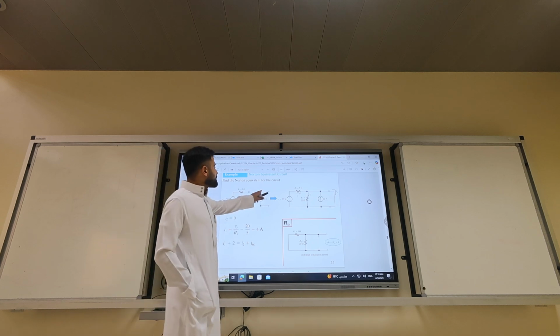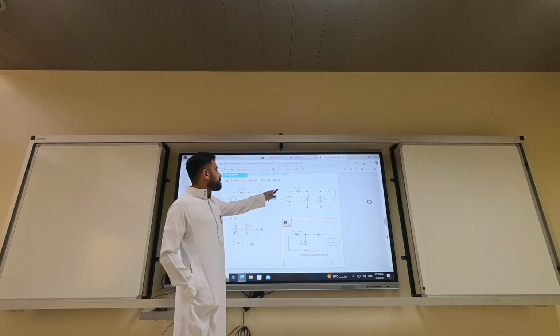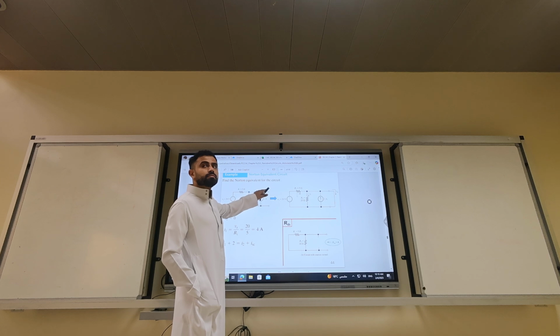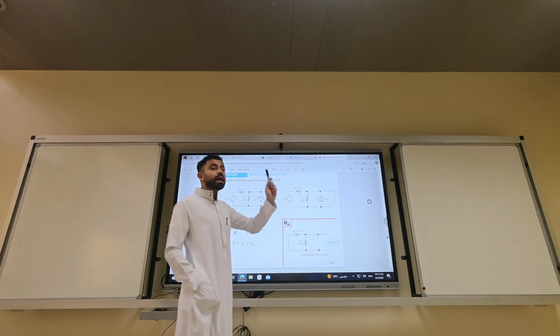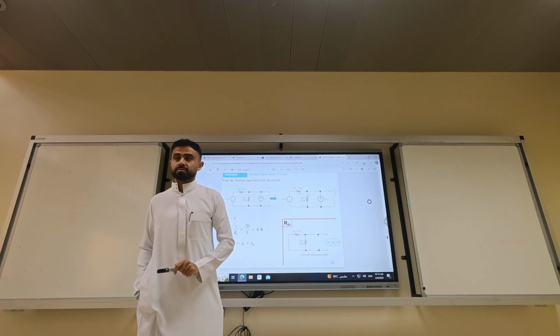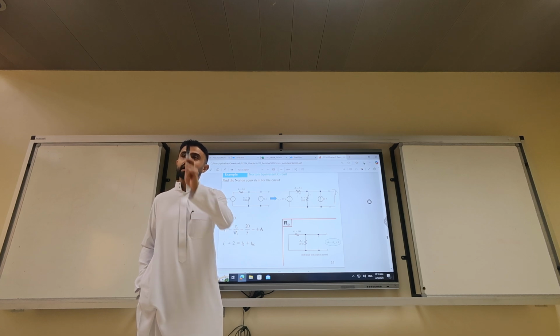If I add a resistor here, will V open circuit change? No. Why? It's a hanging resistor in the air. Okay, is R Thevenin going to change? No. Yes, it will change.